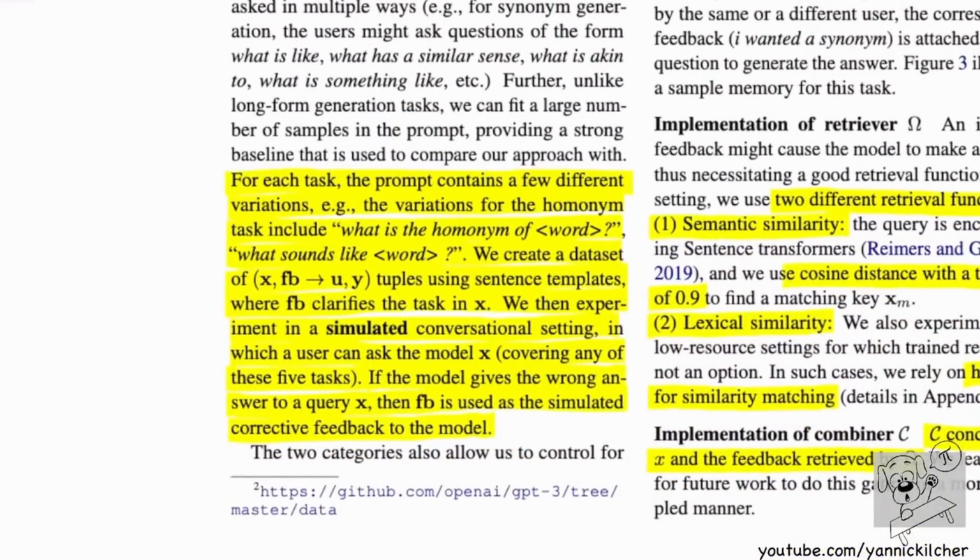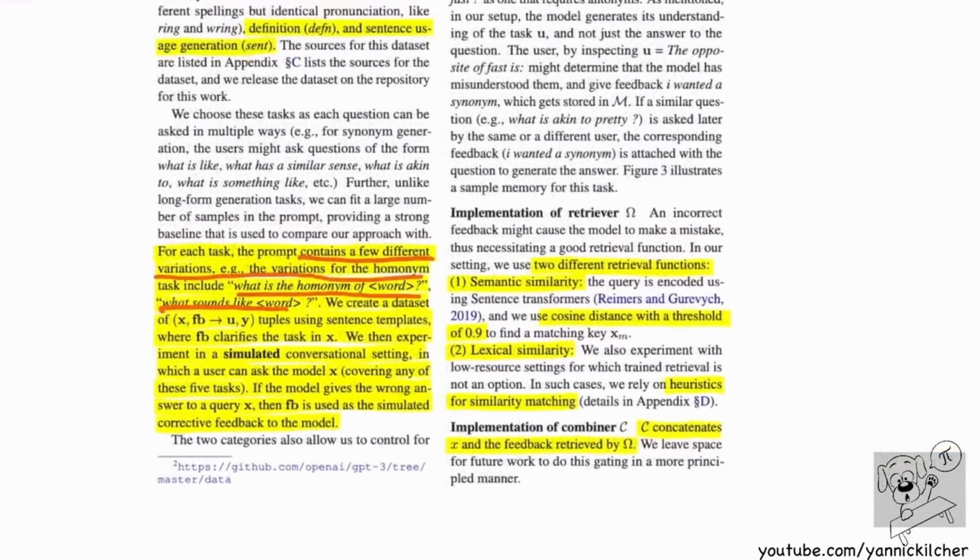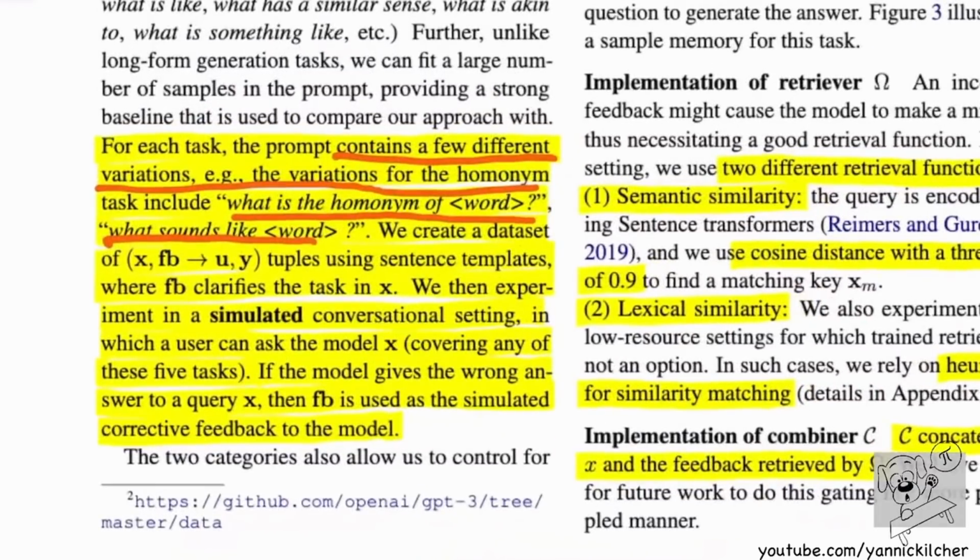They say for each task, the prompt contains a few different variations. For example, what is the homonym of a word? What sounds like the word? They create a data set, and we'll get to that as well. They create a data set of samples, feedback, understanding, and the solution. So essentially, without the feedback, this would be what you would give to GPT-3 as a prompt. They also collect feedback so they can simulate users. They give the X to GPT-3, and if it is misunderstood, they determine that in a heuristic way. They also provide the feedback to the memory. So they come up with sort of invented data of users being understood or misunderstood.